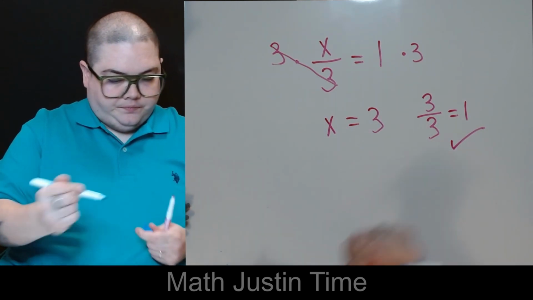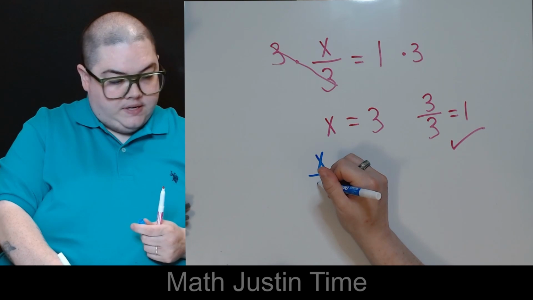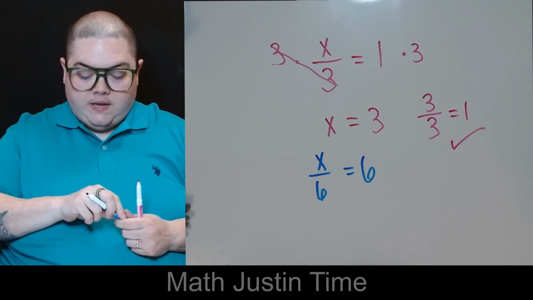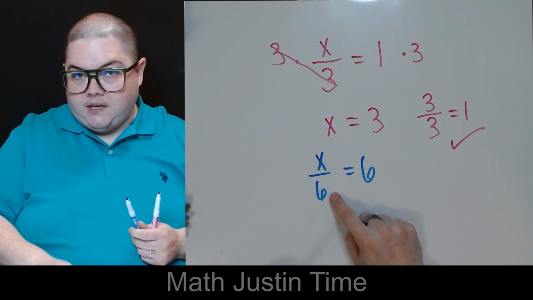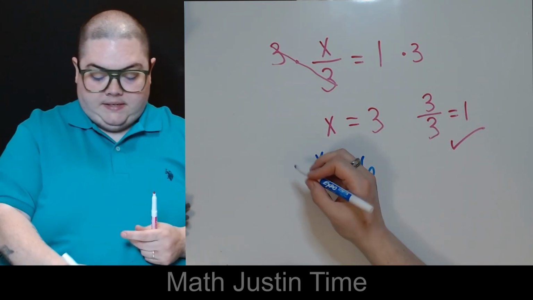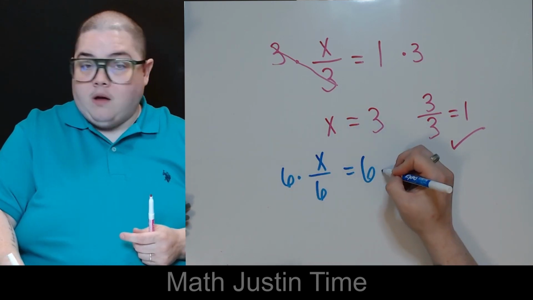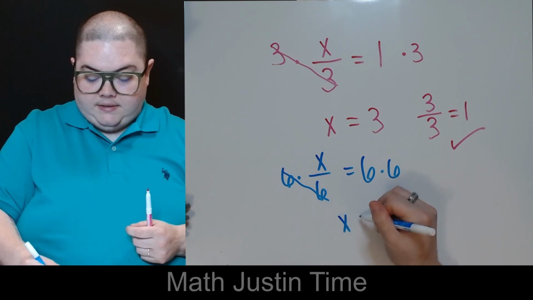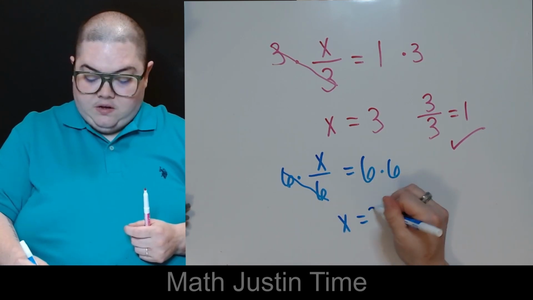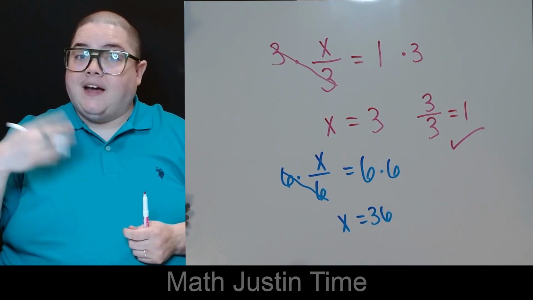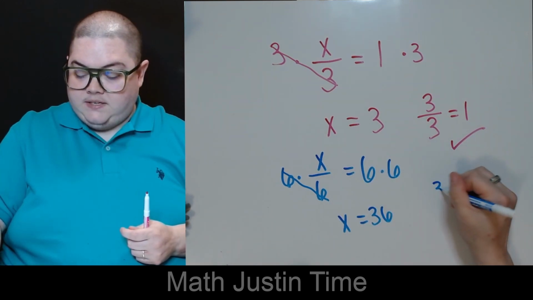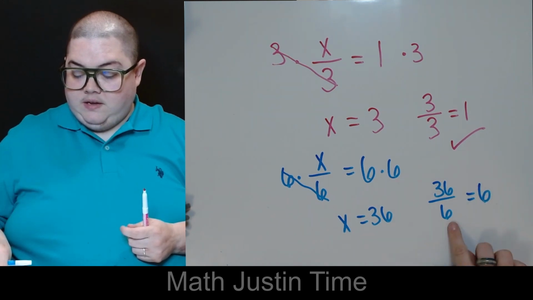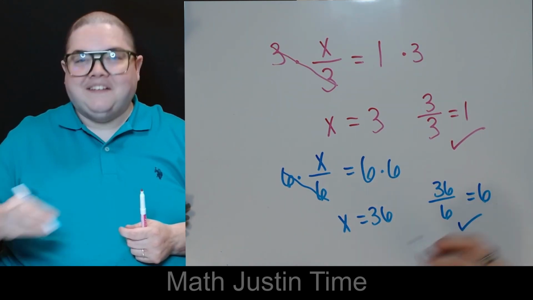What if we had x over 6 is equal to 6? Well, if we're dividing by 6, we need to multiply by 6 on both sides. And so these cancel out, and we're left with x is equal to 6 times 6, which is 36. And let's check it. We've got 36 over 6 is equal to 6. Is this right? Yes, it is. Very good.